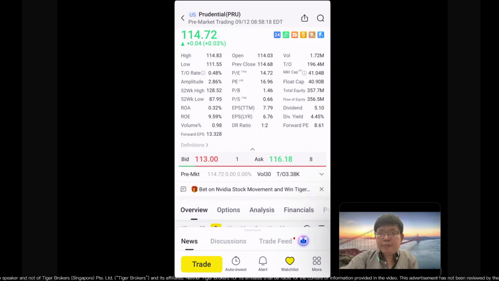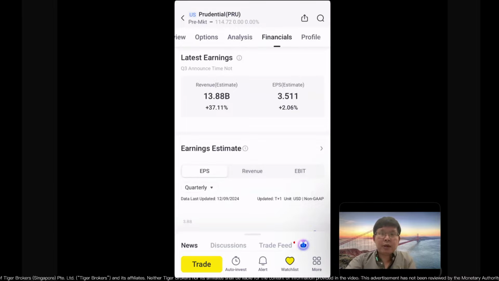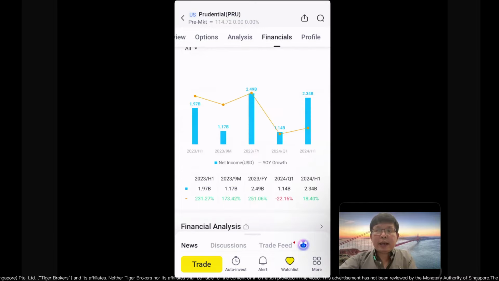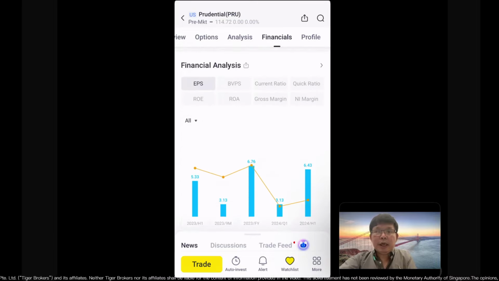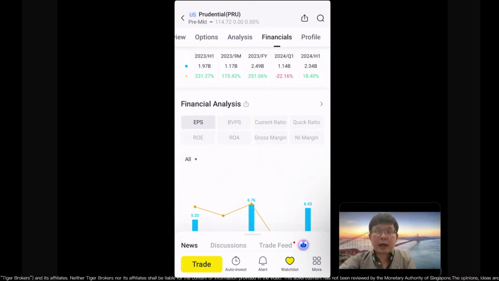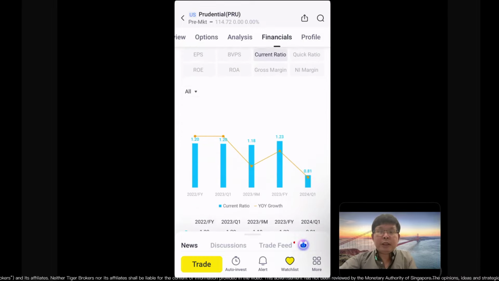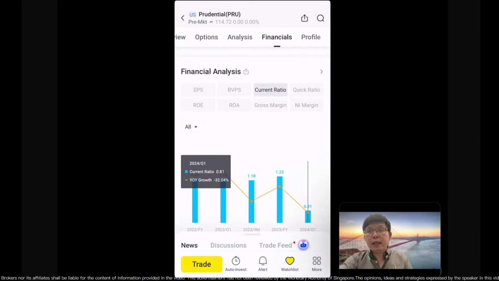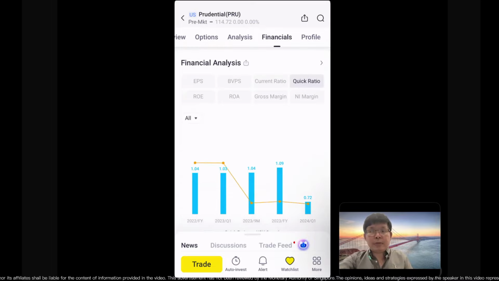Also, to see some of the things that will be affected and not affected by interest rate, it can be things like earnings per share, and current ratio. Current ratio means the amount of cash they have. The current ratio is quite high, so they actually have a lot of cash. Or quick ratio, which means their ability to pay. Insurance companies usually have a lot of cash with them.